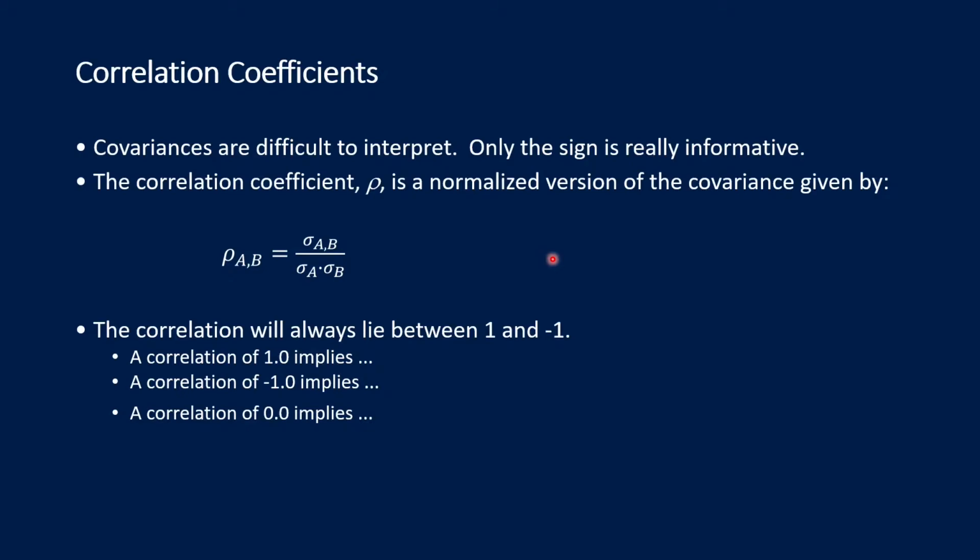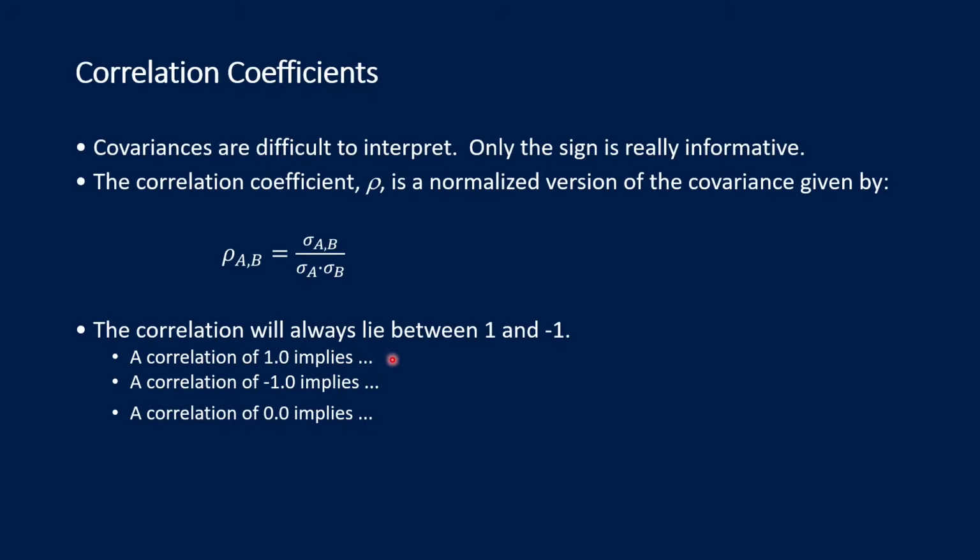Covariances are kind of difficult to interpret. Only the sign is really informative. But the correlation coefficient, rho, is a normalized version of the covariance, given by rho A and B is the covariance of A and B divided by the variance of A times the variance of B. Now the correlation coefficients are standardized and the correlation will always lie between 1 and -1.